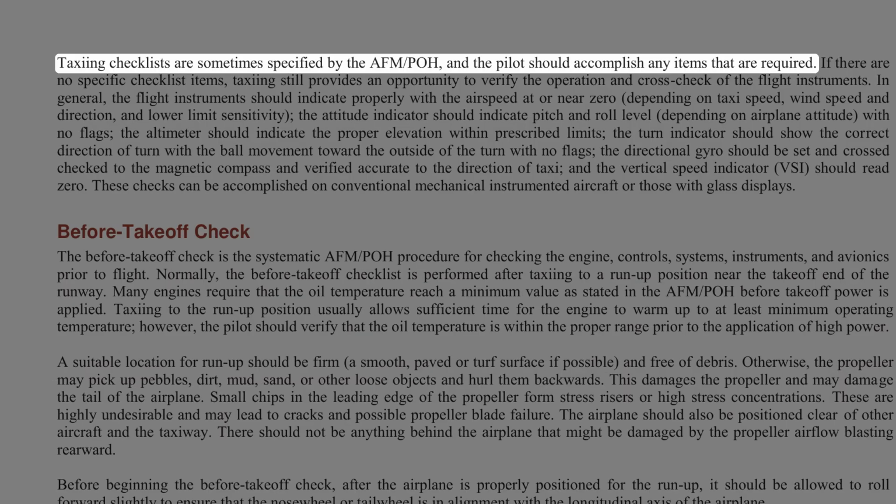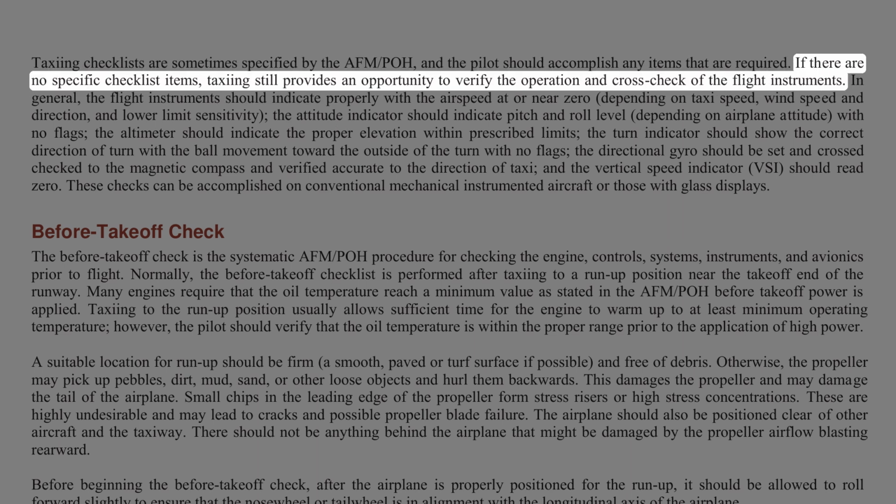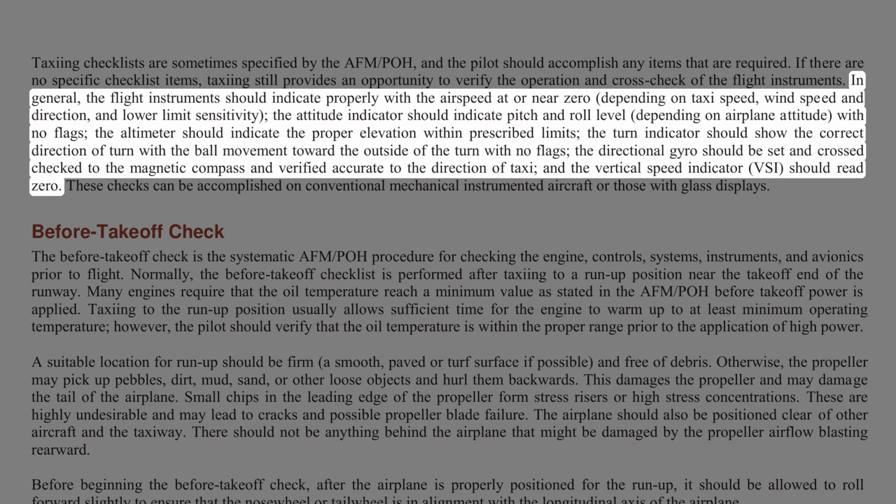Taxiing checklists are sometimes specified by the AFM/POH, and the pilot should accomplish any items that are required. If there are no specific checklist items, taxiing still provides an opportunity to verify the operation and cross-check of the flight instruments. In general, the flight instruments should indicate properly with the airspeed at or near zero, depending on taxi speed, wind speed and direction, and lower limit sensitivity.